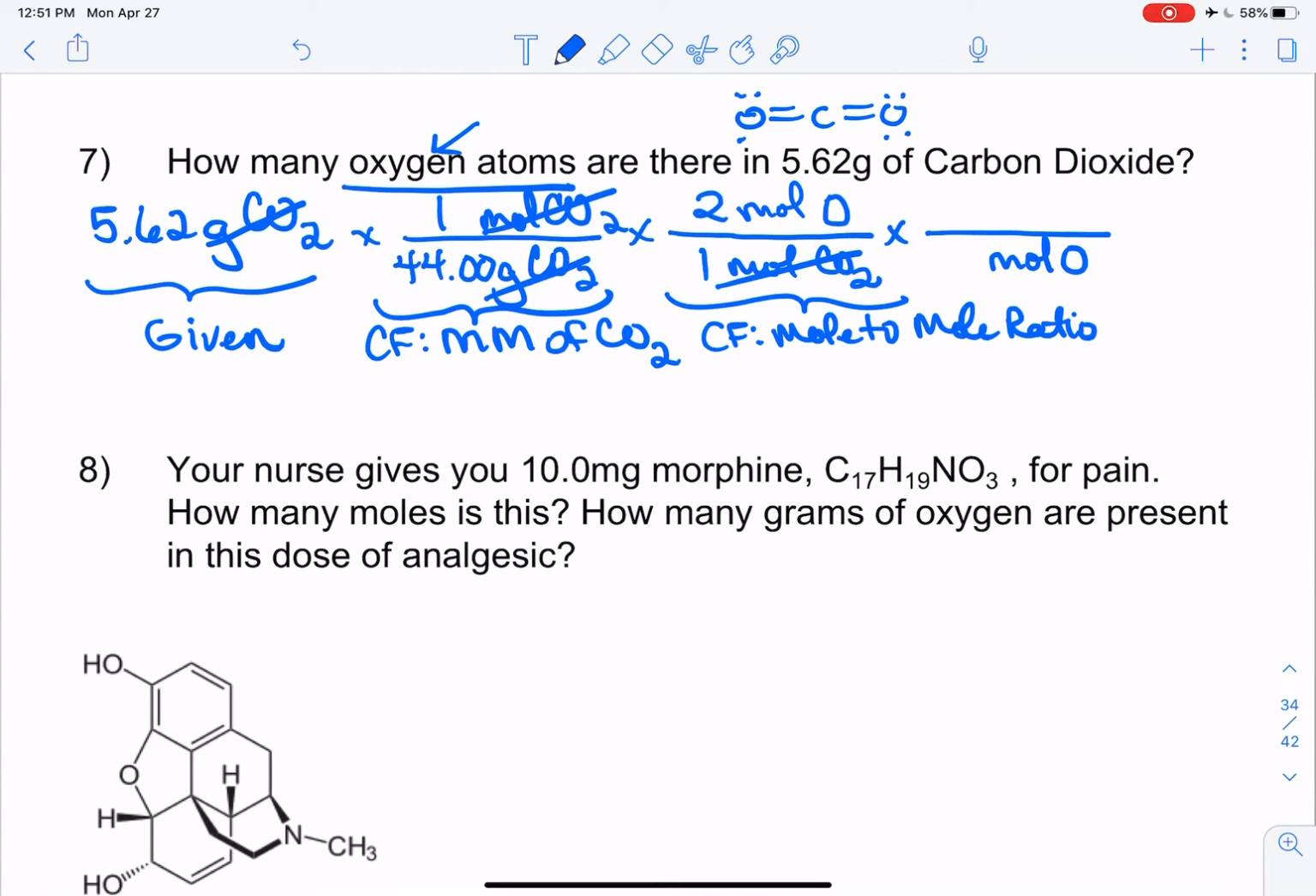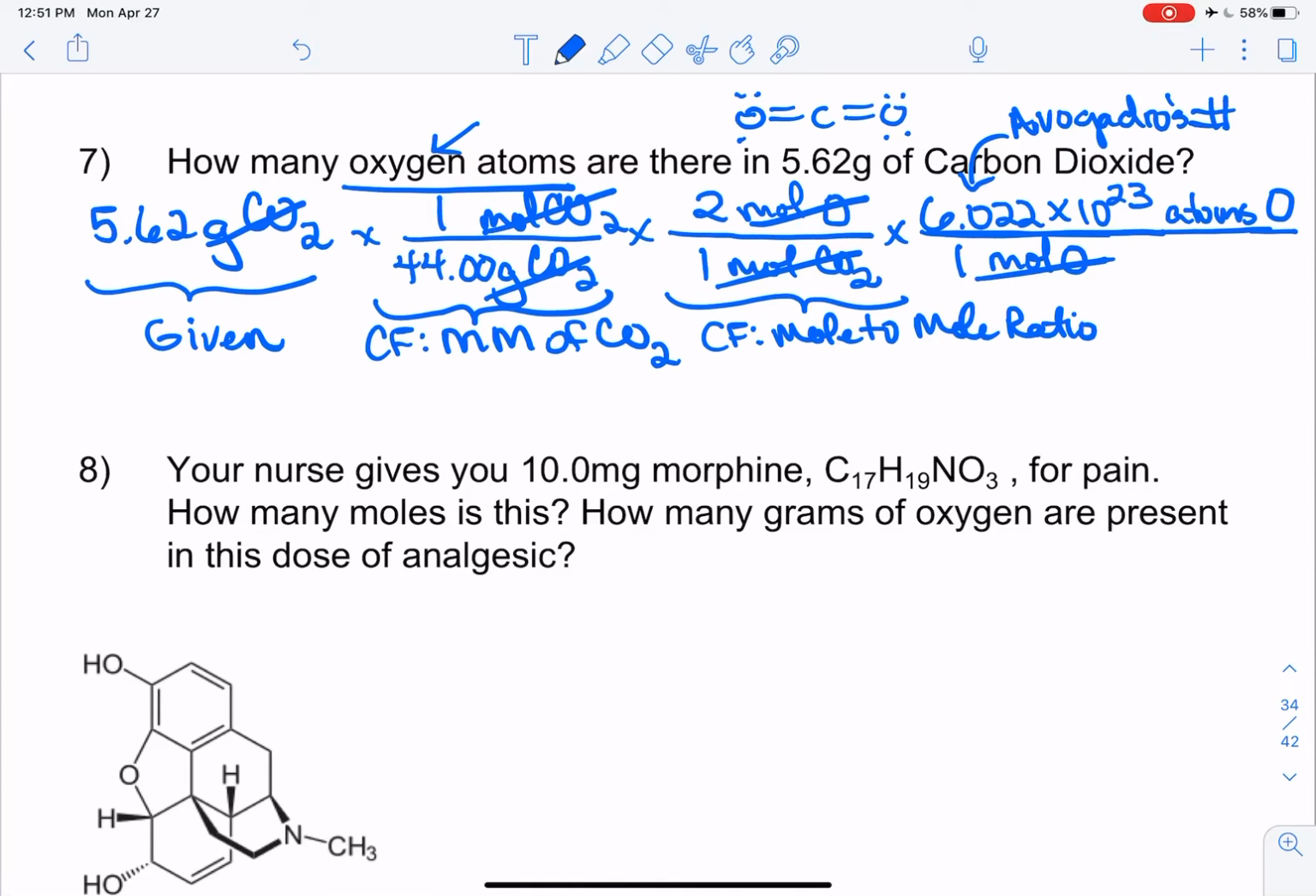And if we have 1 mole of anything, cars, oxygen, how many of those things do we have? We have 6.022 times 10 to the 23rd. This right here is Avogadro's number. Okay, so we've gotten rid of moles of oxygen, and now we have atoms. I can't fit atoms of oxygen there, so we'll just put atoms oxygen right there. And then we do the math on that.